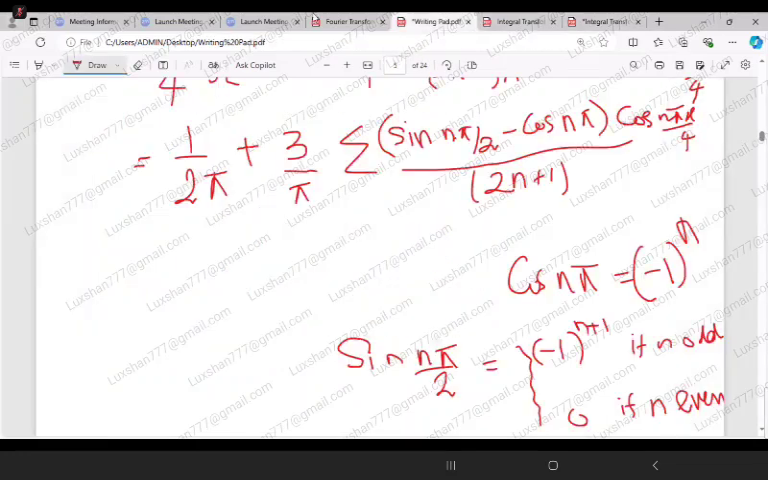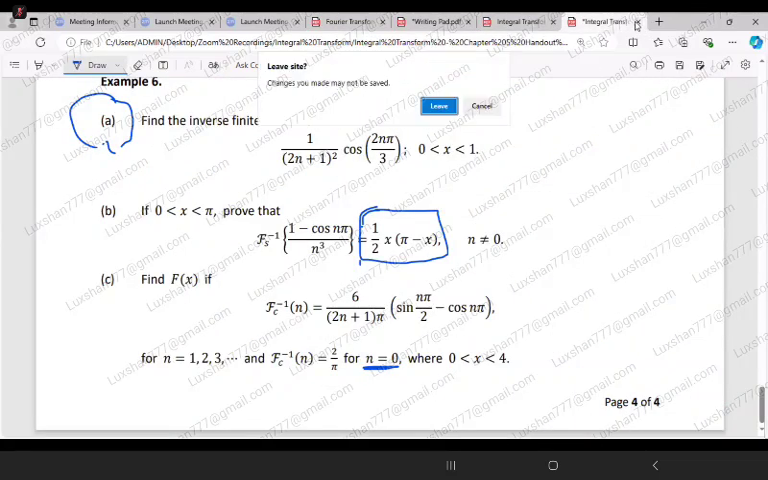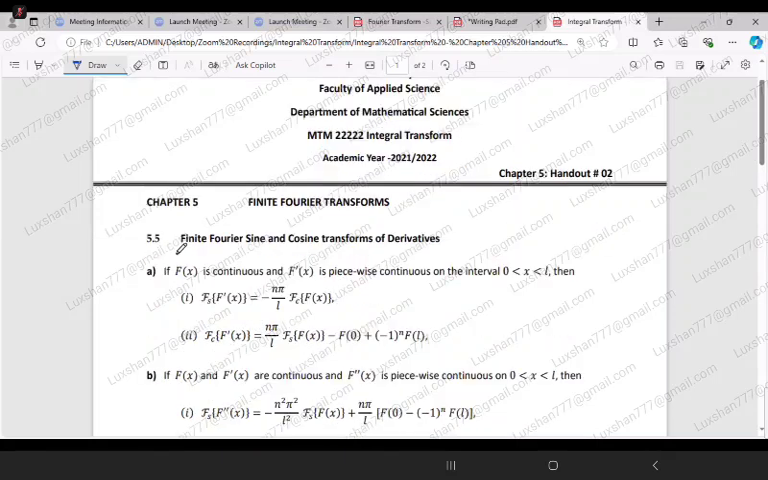Now we'll move to the last handout. Let's close this one. So many tabs. The last handout actually has only 2 pages. It is about finite Fourier sine and cosine transform derivatives. Now let's talk about the sine and cosine transform derivatives.